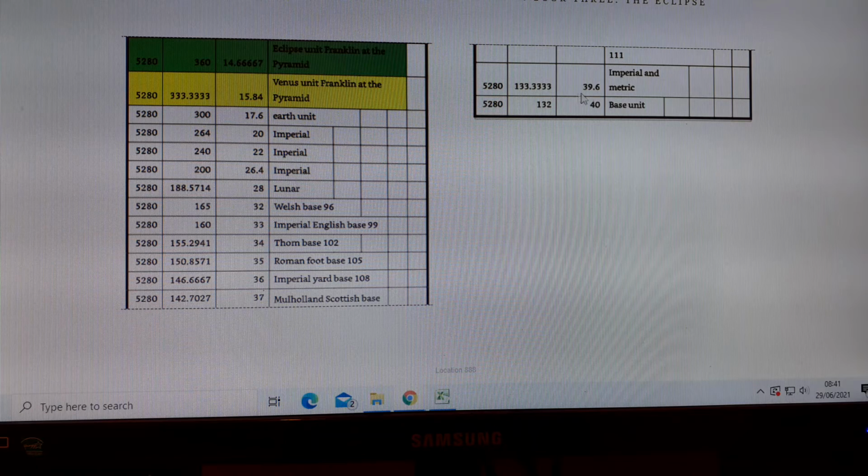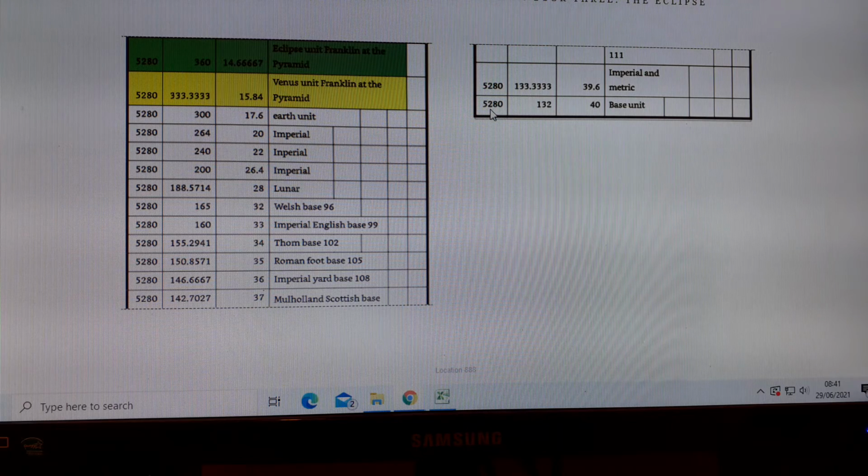5280 divided by 13, again, that is the ancient metre found in the Aubrey Circle perimeter, and then finally top of the tree again. So we've gone from the reverse of the second line on the table, and we're into 40 being the base unit. 40 times 132 is 5280. All those things are embedded in the imperial mile.